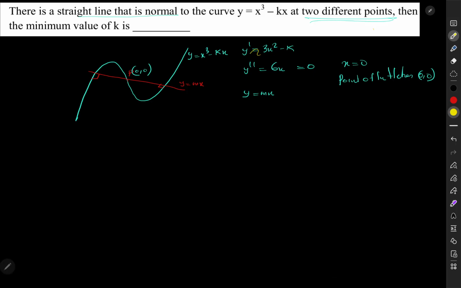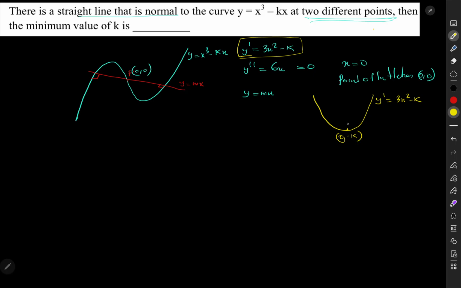What is the derivative? A quadratic. Its graph will be like this. What is this point? For this one it is 0, 0. Correct? Okay. 0 comma k, 0 comma minus k. I am drawing the graph of y dash. So you can see that the x coordinate of this vertex is the x coordinate of the point of inflection. Correct? Because if I differentiate y dash again, I will get x equal to 0.